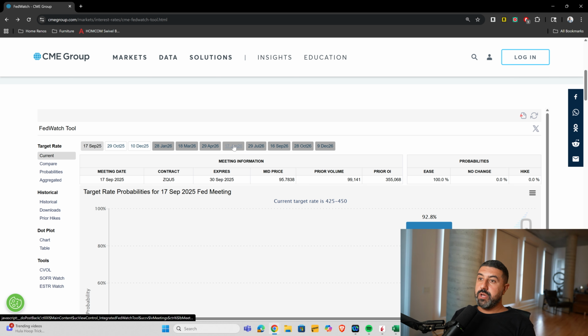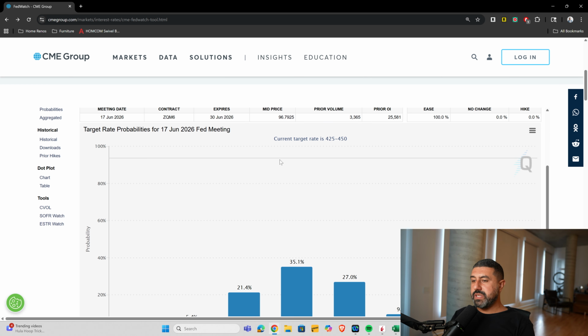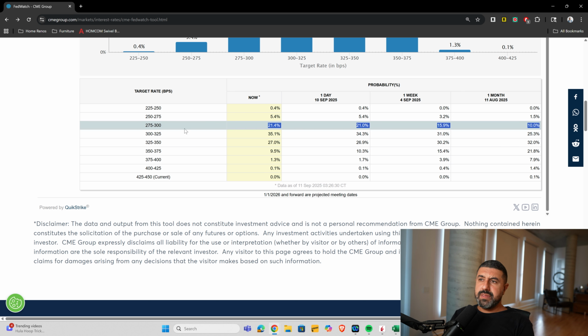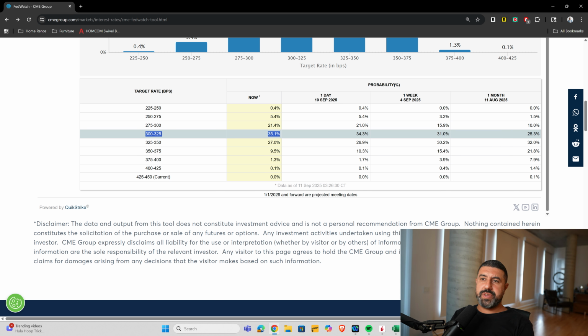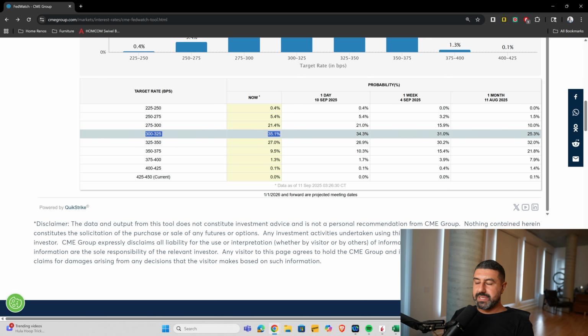So if I want to look at, let's say, June 2026, there are 8 FOMC meetings per year where the Fed can change interest rates. The expectation for June next year is that we're going to be between 3 and 3.25%, so 1.25% lower. That's the expectation, and those are the probabilities.